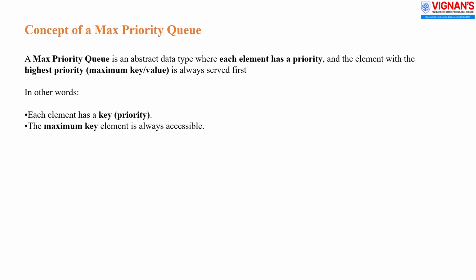The element with the highest priority, or the maximum key value, is always served first. In simple terms, each element has a key that represents its priority. At any time, the element with the largest key is easily accessible and removed before others. Unlike a normal queue, the order of insertion does not matter. Only the priority decides which element comes out first.